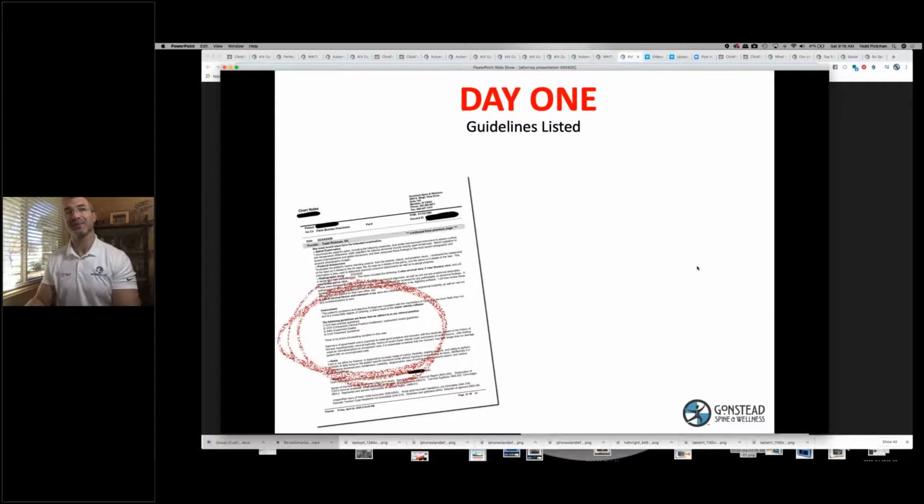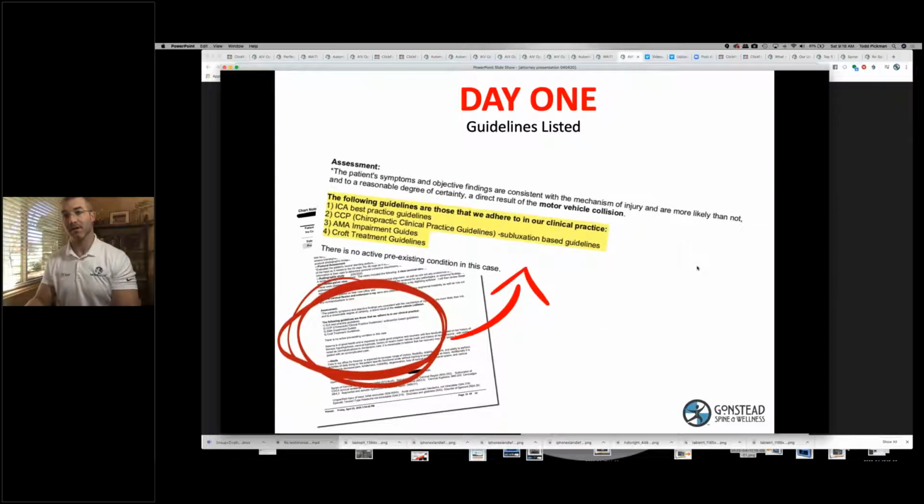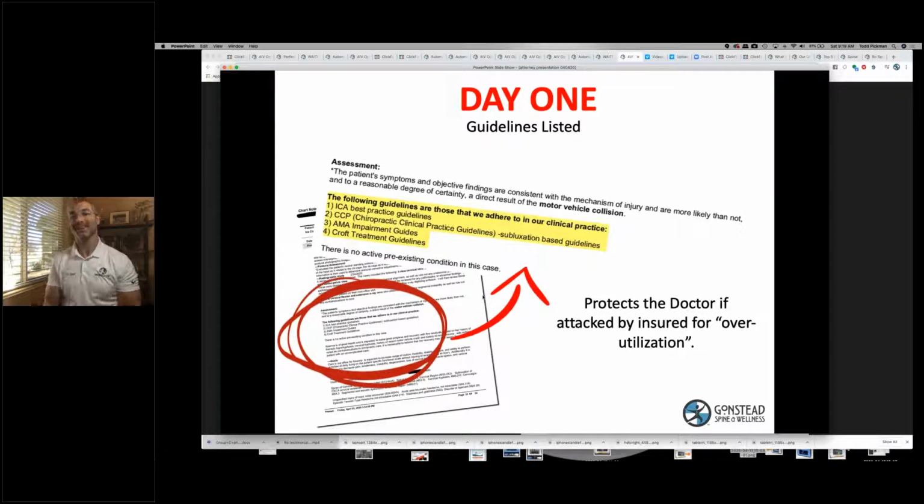The second thing we do is we list our guidelines. All right, so we have this in our notes. The following guidelines are those that we adhere to in our clinical practice. We list them out. Why do we do this? Because it protects the doctor, it protects us if we're attacked by the insured for overutilization.